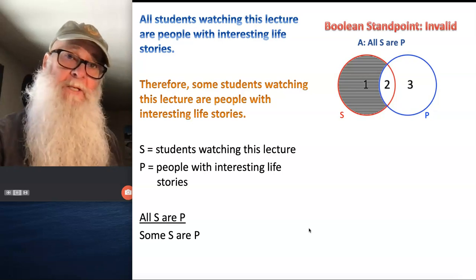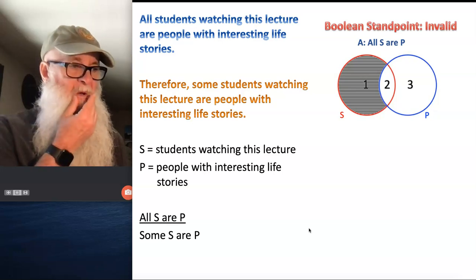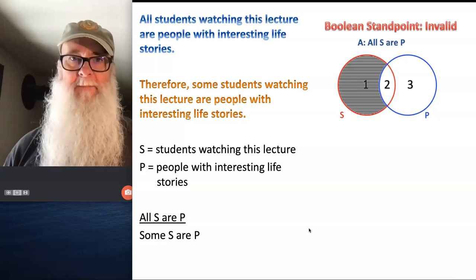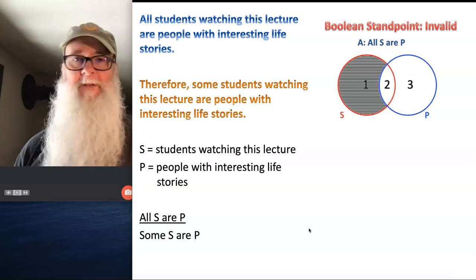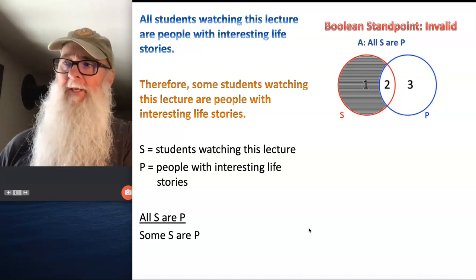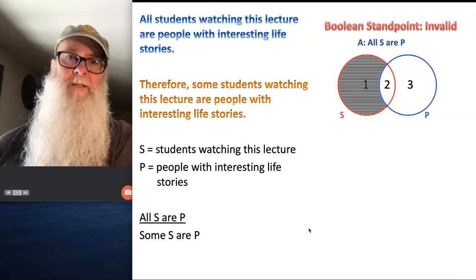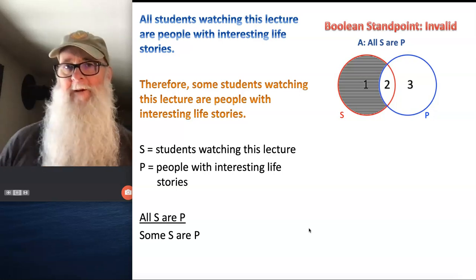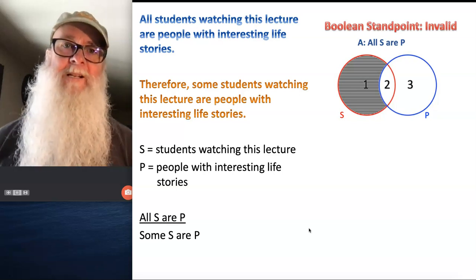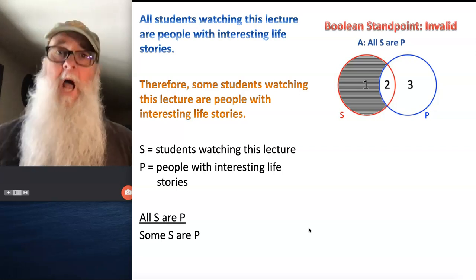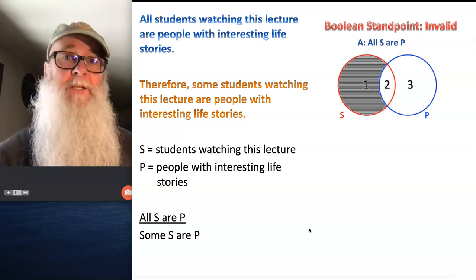But what if we shifted our perspective to the Aristotelian standpoint? What if we said this: look, life is short. You've got to figure out how to live the best life you can. And the way that you do that is by having conversations with people about this world that we live in. So when we make arguments about things, we're only going to be talking about things that exist, because to do anything else would be an irrational waste of time. So if you operate from the Aristotelian standpoint and you make a sweeping claim about all students watching this lecture or no students watching this lecture, I'm assuming that you're talking about something that actually exists.